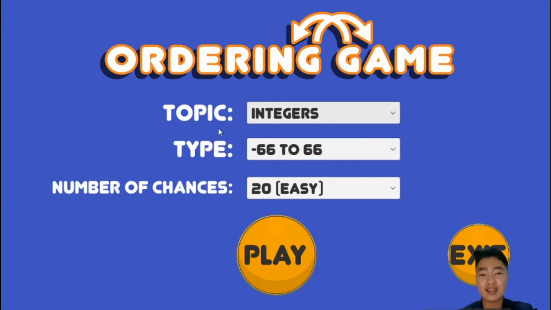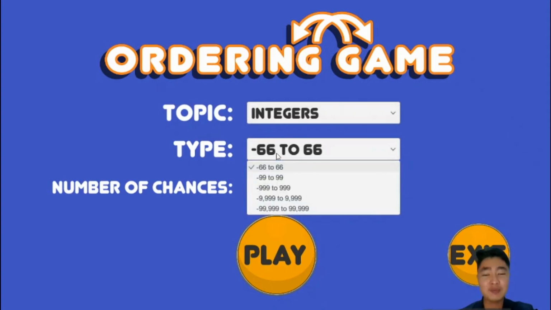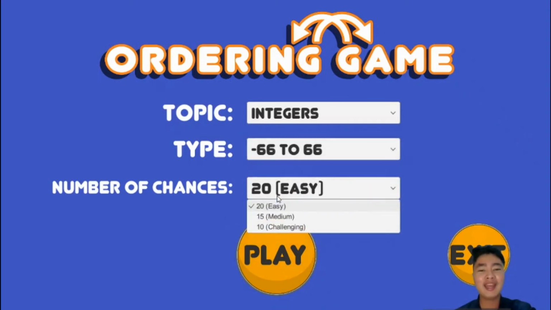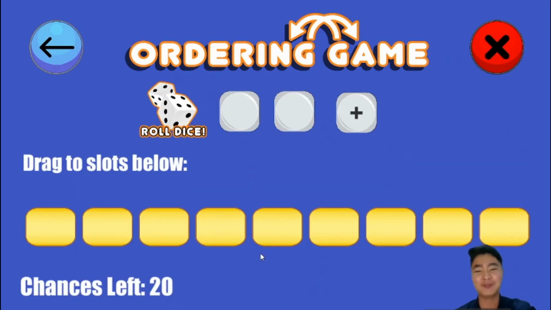Next is to select a type. For the types, we can select from negative 66 to positive 66, until negative 99,999 to positive 99,999. So I'll go ahead and select the easiest one. And finally, we have to select from easy, medium, and challenging. Since we are just getting started, let me try to select the easy. Okay, are you ready? Let's play.